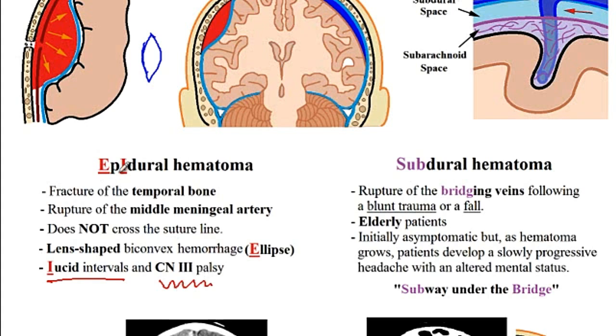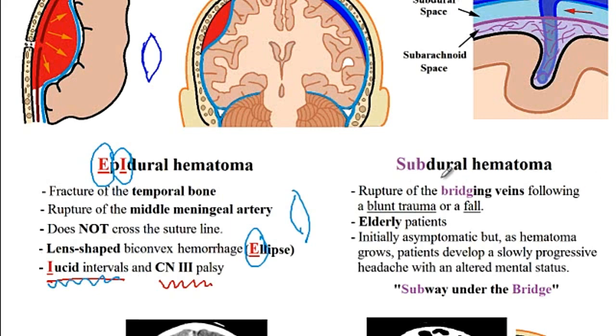The memory aid that I have for you is already embedded in epidural. E stands for ellipse, since this type of hematoma has a lens-shaped or ellipse appearance. The I, which can also be read as an L right here, is for lucid intervals. So epidural hematoma presents with lucid intervals, after which the patient loses consciousness due to the enlargement of the hematoma.